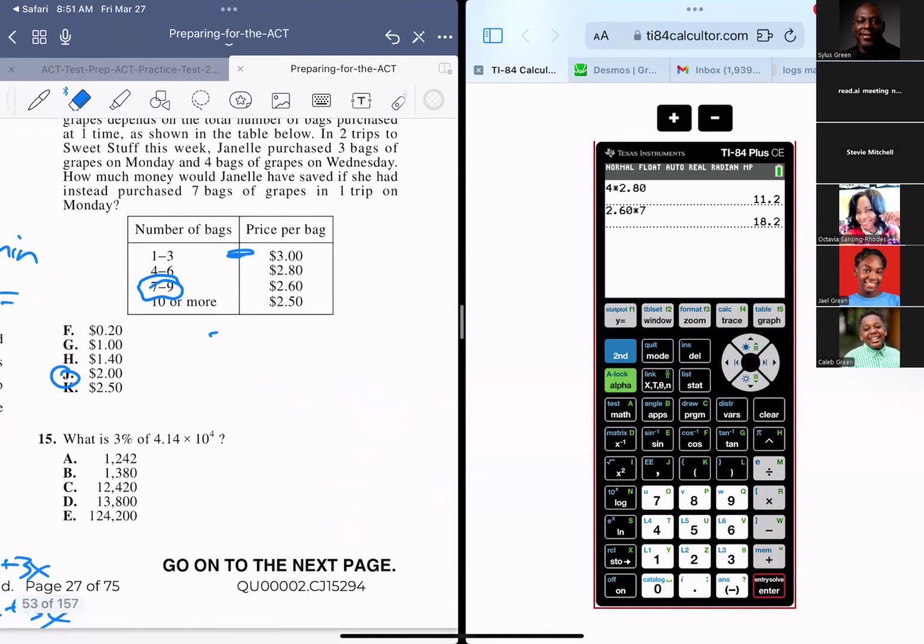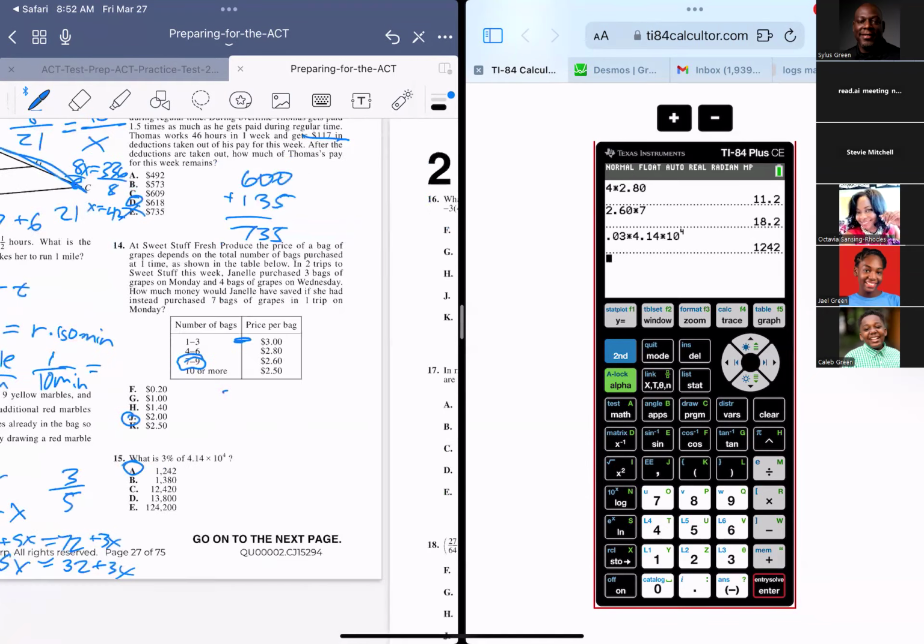Okay, 15. What is 3% of 4.4 times 10 to the fourth? Okay, so you can actually just put this in your calculator. So you can do 0.03, because that's 3%, times 4.4 times 10 caret to the fourth power. That's 1,320. So that's the answer to that one, A.